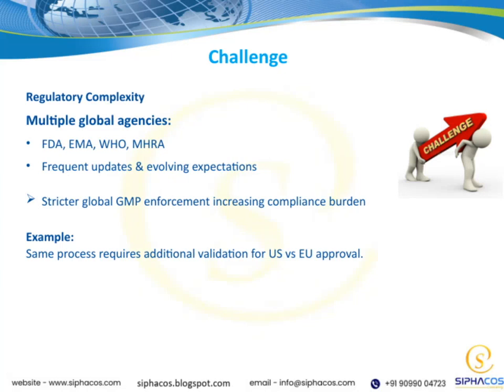Now, let's take a closer look at the challenge of regulatory complexity. As you can see, navigating the regulatory landscape involves dealing with multiple global agencies, including the FDA, EMA, WHO, and MHRA. Each of these organizations has its own set of rules and expectations, which can change frequently and evolve over time. Staying compliant requires constant attention to these updates. Moreover, there's an increasing enforcement of good manufacturing practices, or GMP, around the world.